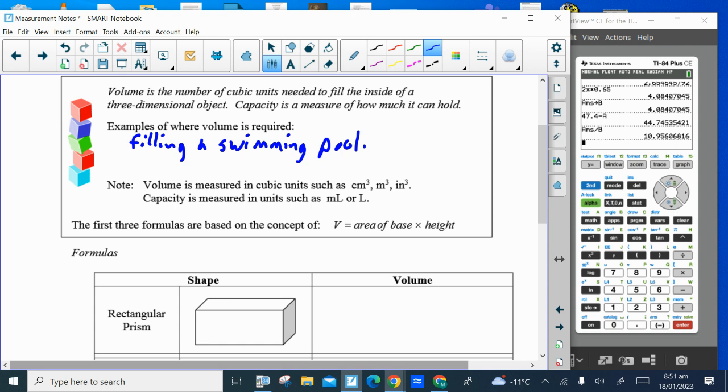That's an example of where volume might be used. A person would want to know how much water it's going to take to fill up that pool. Another example of volume might be the size of a soup can. How much soup can it hold? Okay, so those are examples of volume.